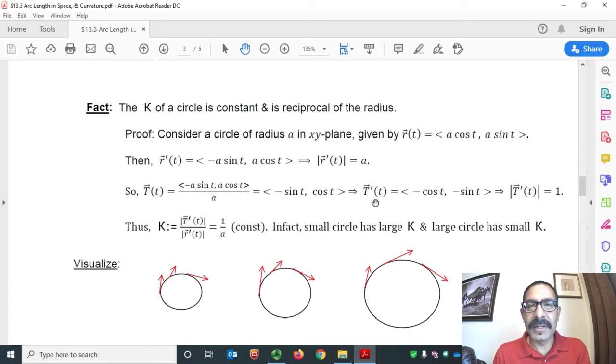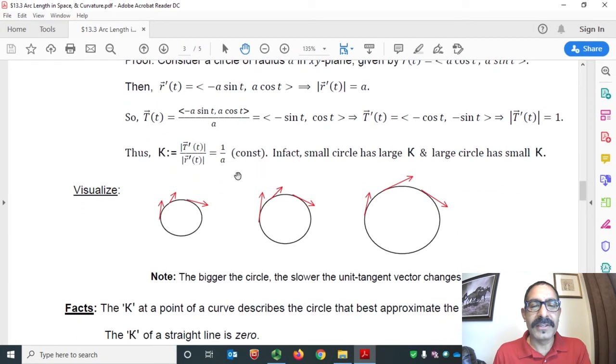Then take the derivative of the unit tangent vector. T' is the vector with components negative cosine t, negative sine t. Then find its magnitude. So the magnitude of the derivative of the unit tangent vector is 1. Thus, by the formula, curvature kappa equals the ratio of the magnitude of T' over the magnitude of r'. It turns out to be 1 over a, a constant.